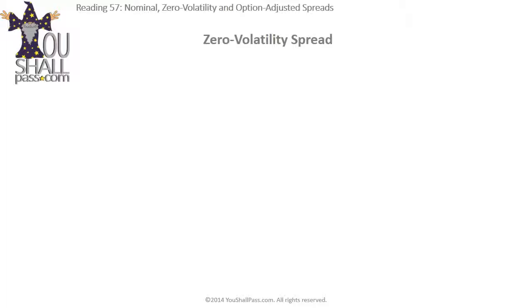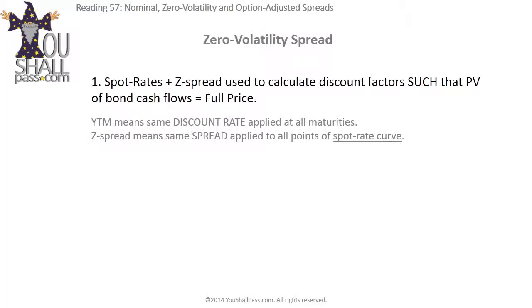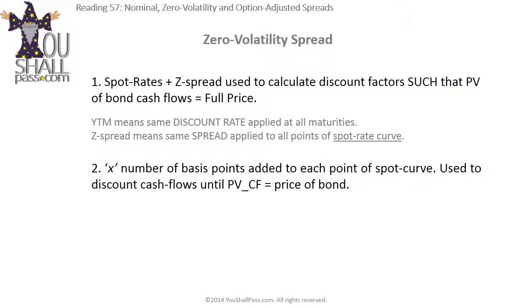Definitionally, the Z-spread is the number of basis points that need to be tacked on to the spot rate curve so that when the bond is discounted using this discount rate, the present value is equal to the current price of the bond. It's calculated by tacking on an X number of basis points to each point of the spot rate curve and using the resulting interest rate to discount the cash flows of the bond under consideration. We keep doing this until the number of basis points that equate the present value to the price of the bond is arrived at. And that number of basis points is your Z-spread.